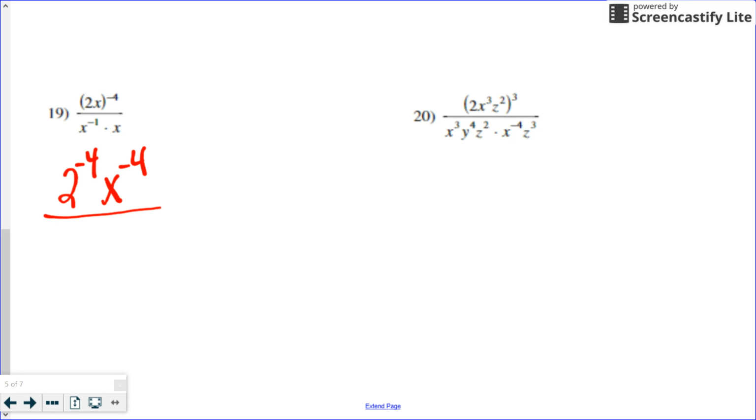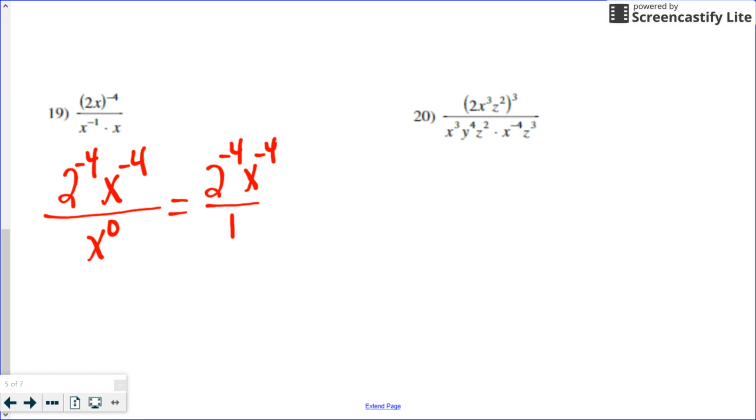And now shift gears, because in the bottom, we're not raising to a higher power. We're multiplying those like bases. So we're going to add our exponents. So I've got negative 1 plus an understood 1 there. Negative 1 plus 1 is going to be 0. Anything to that 0 power is going to be, you got it, 1. So I got 2 to the negative 4, x to the negative 4 all over 1.